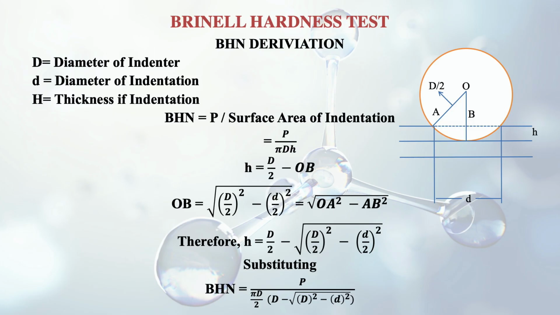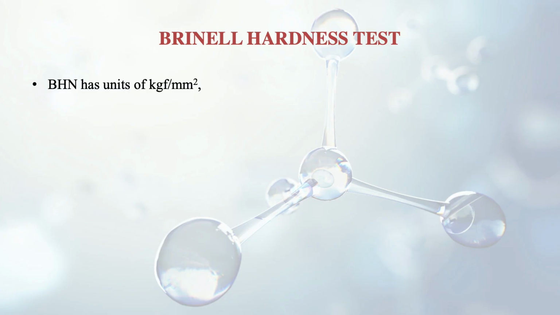So substituting this, we will get BHN as P, that is load, divided by (πD/2) into (D minus root of capital D square minus small d square). So this is the way how we derive the Brinell hardness number. And this BHN or Brinell hardness number is given in units kg force per millimeter square. So it is quite similar to our stress or pressure unit.